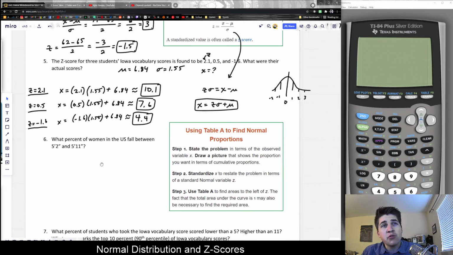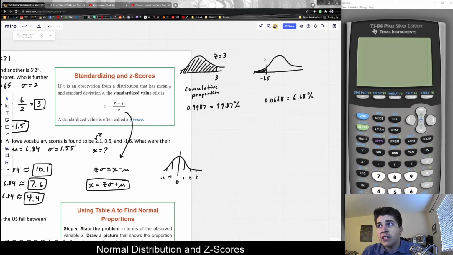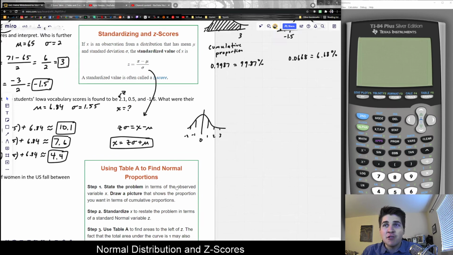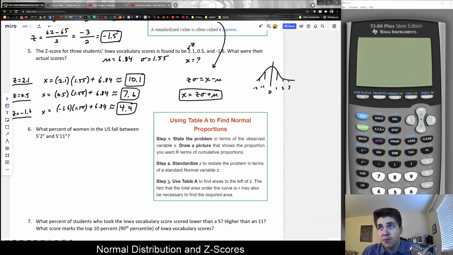Now, question number 6 from the packet asks us, what percent of women fall between those scores? So this is another thing where in order to fully solve, you first need to figure out the individual cumulative proportions of those z-scores, and then basically take the difference between them. But let's focus on the step-by-step instructions from our textbook. It says step 1, state the problem in terms of the observed variable. Draw a picture that shows the proportion you want in terms of cumulative proportions. So looking at this very specific example, we want to know what percent of women fall between 5'2" and 5'11".